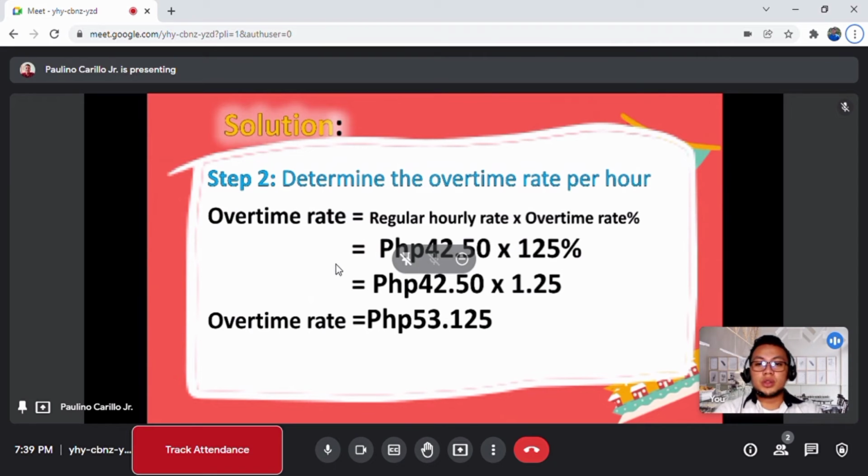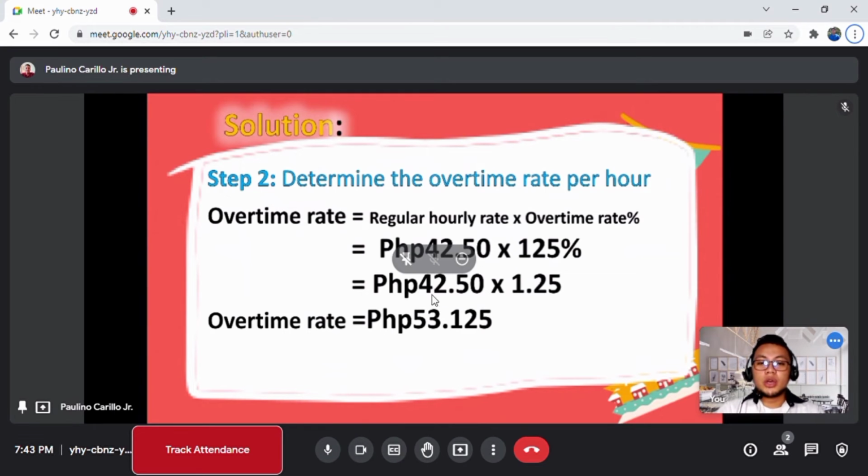Since we need to compute the 10-hour rate of Myrna on a regular day, we need to compute the overtime rate. Now, her regular hourly rate is 42 pesos, as we computed earlier.